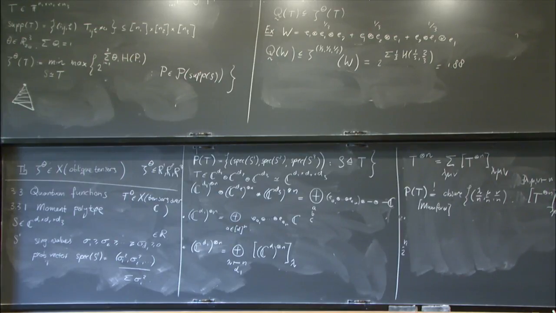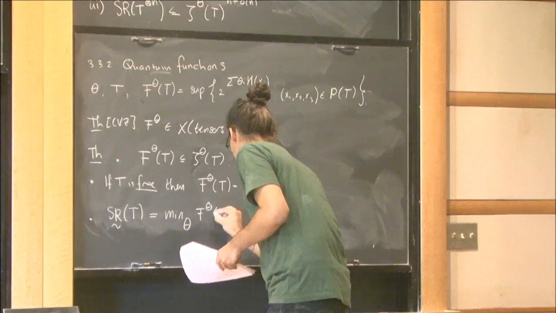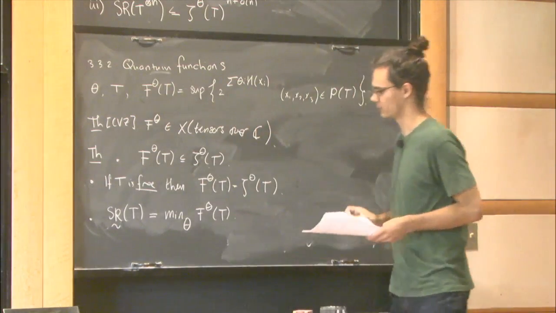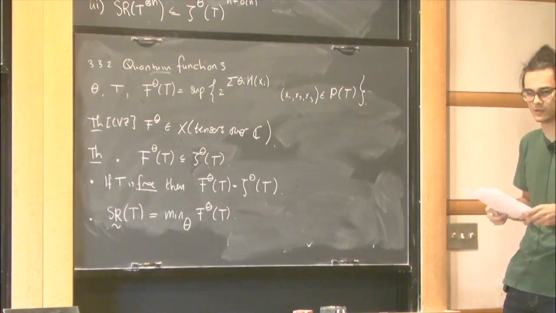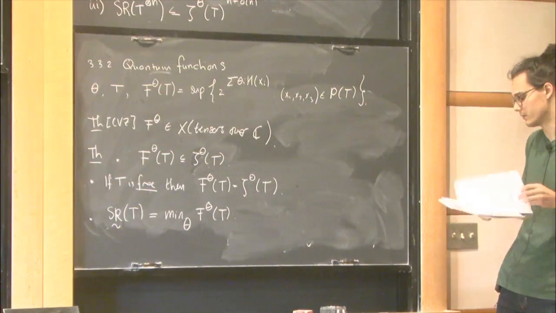And one final interesting thing is that you can define an asymptotic slice rank. It's a priori not clear whether it exists or not, because slice rank is not sub- and not super-multiplicative. But it turns out over the complex numbers it actually exists, and it's actually the minimum over the quantum functions. So these are just three interesting facts relating to the stuff we talked about earlier.